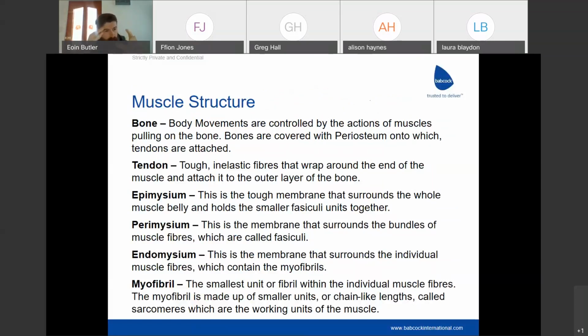I did level 2 last week, and I sent out a video on sliding filament theory, so I'm going to send you that video as well. If you've got any questions on sliding filament theory, which is level 2 stuff, and how a muscle actually contracts, I'm going to send that out to you.